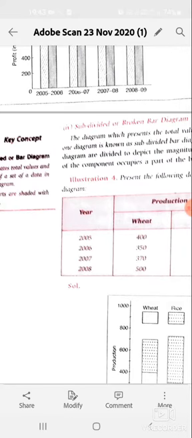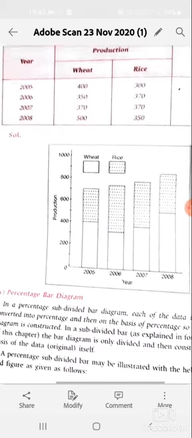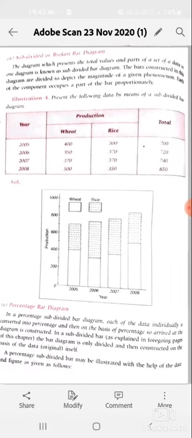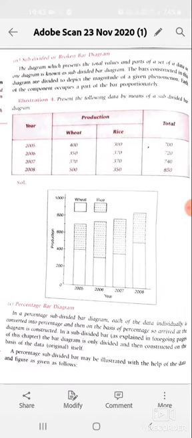Another one is the subdivided or broken bar diagram. Now in the next table you will find the year and the production of wheat and rice. First of all, we are doing the total: 400 and 300. Production of rice, the total is 700, then 350 and 370, total is 720. 370 and 370 equals 740, and 500, and first we have added.